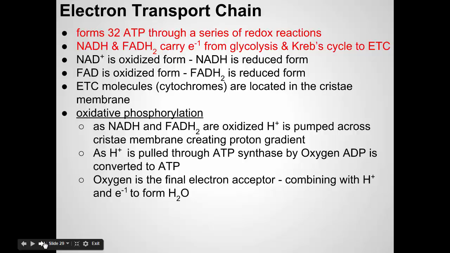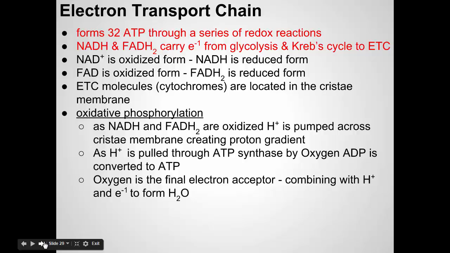As they do that, they pump hydrogen ions across the membrane, creating this proton gradient, where you have a lot of hydrogen ions on one side of the membrane and very little on the other side. So you're building up this gradient. And those hydrogen ions want to go back and reestablish their concentration level.